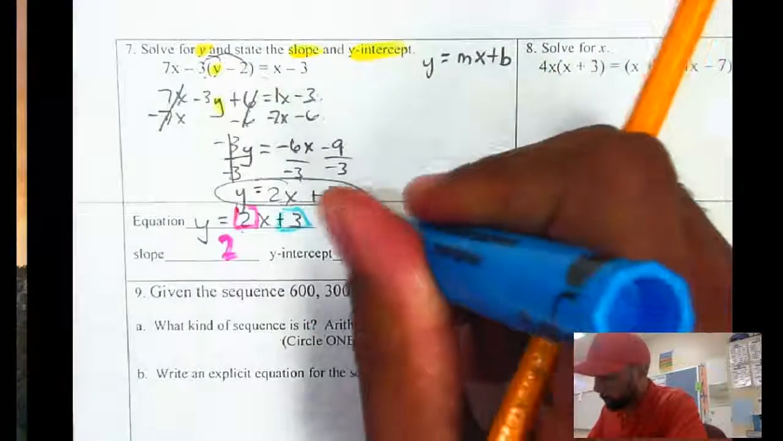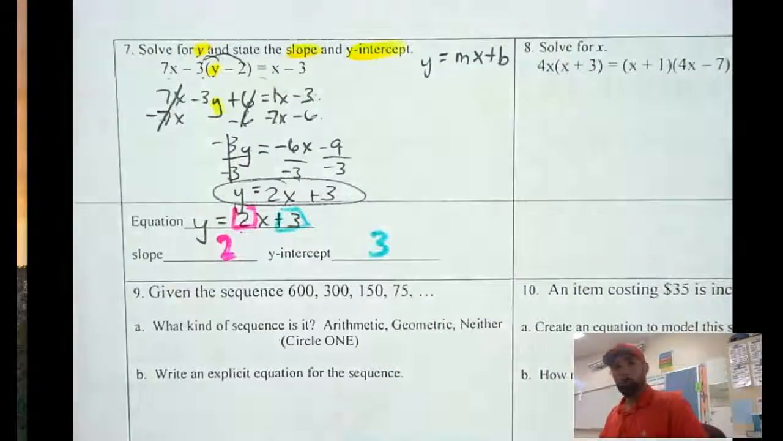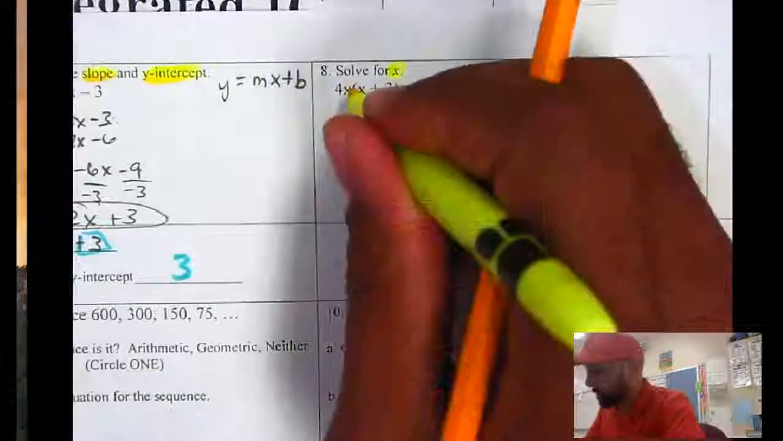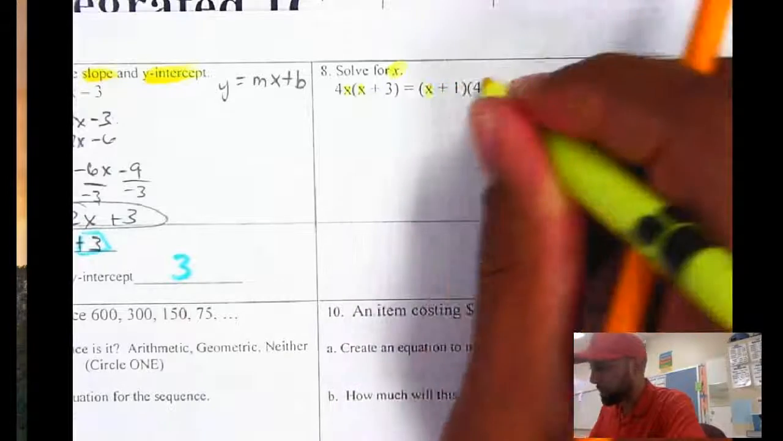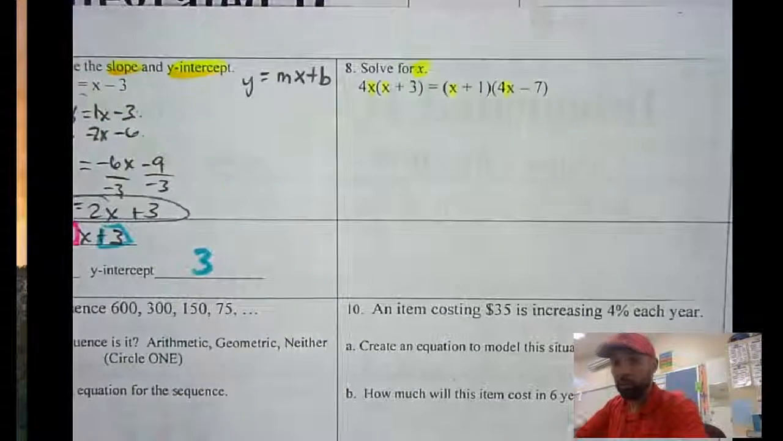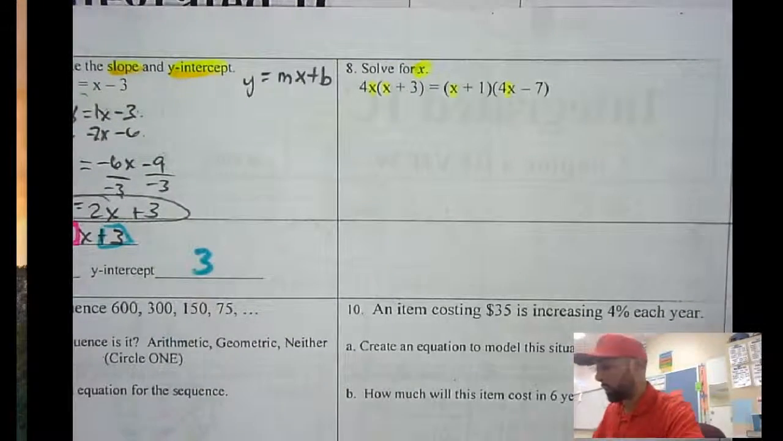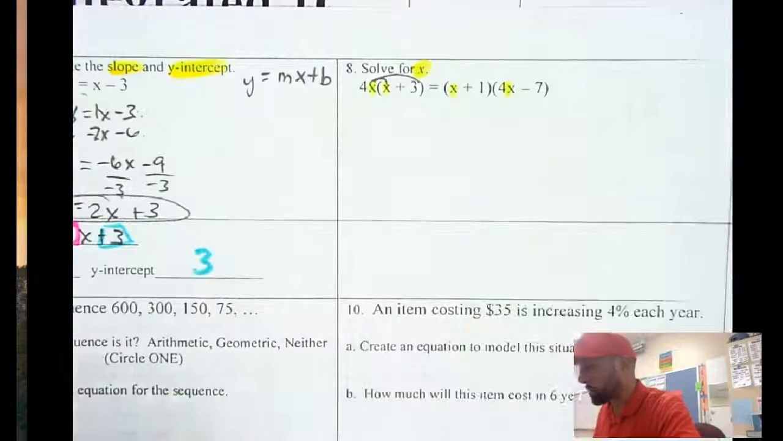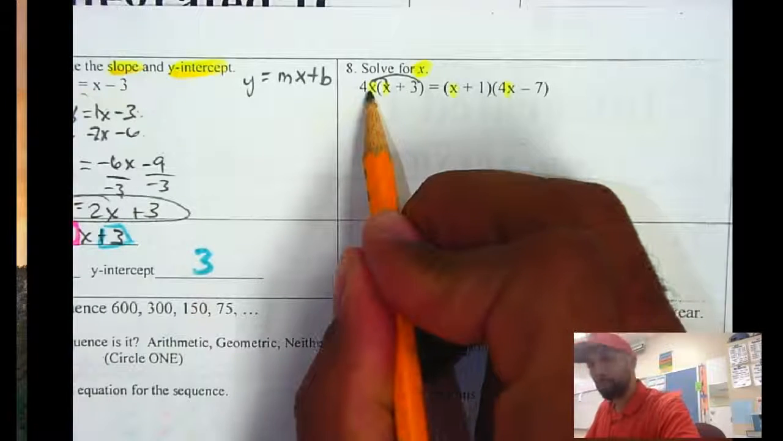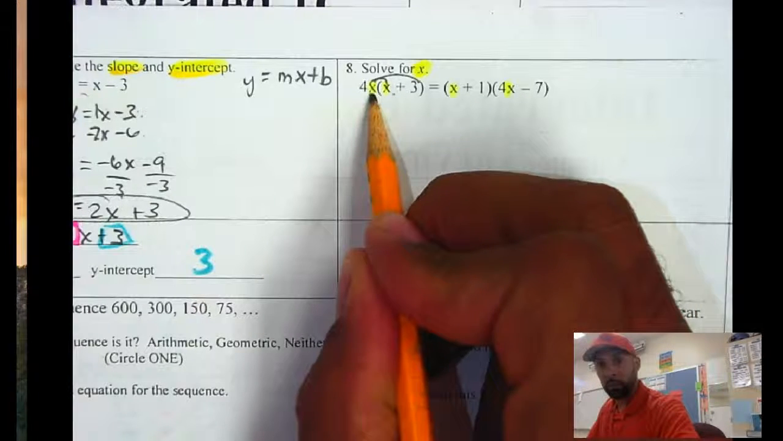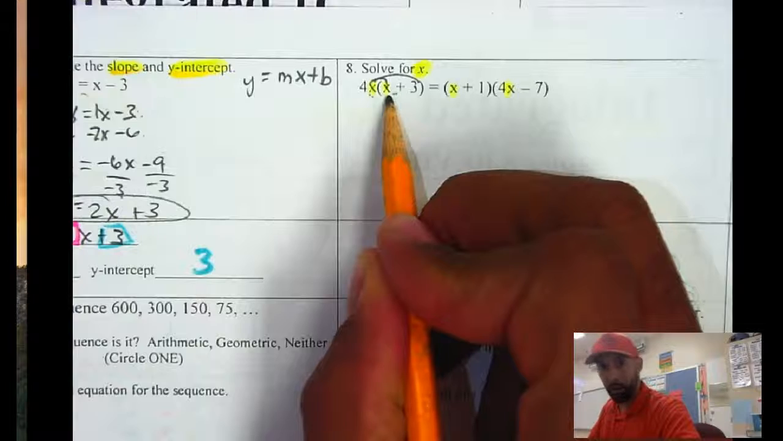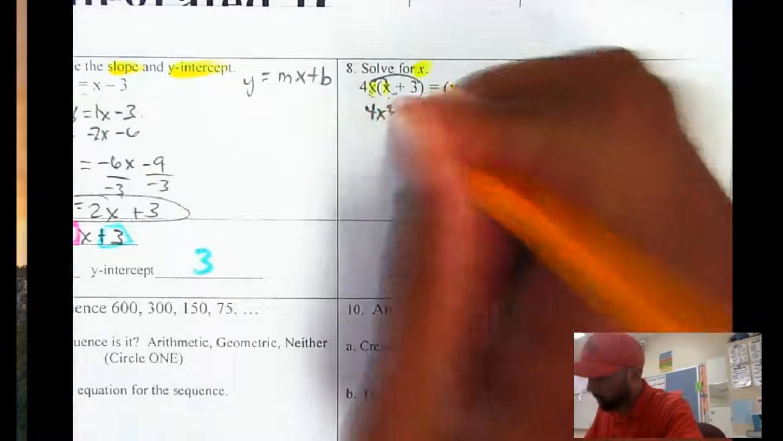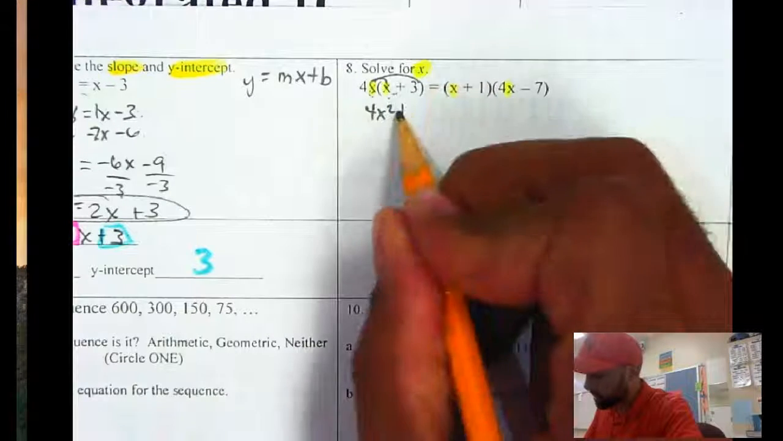That's your b. Okay, so now the next one, it's asking us to solve for x, and I notice that there's only x in this problem, so that means we're actually going to end up with one number at the end. Okay, so let's go ahead and simplify. So 4 times x and 4 times 3. Well, if I'm multiplying two x terms, x times x becomes x squared. Okay, so then 4 times x is 4x squared. 4x times 3 is just 12x.